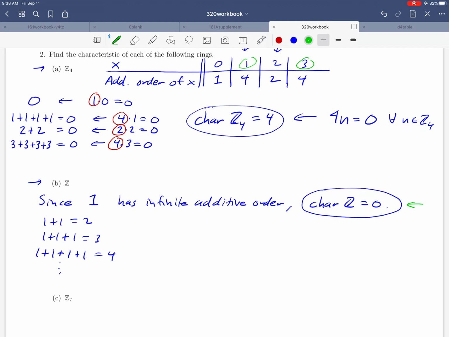That concludes this video, and I'm going to leave it to you to play with the rest of these examples. It gives you some more rings and asks you to do an investigation and see if you can find the characteristic of these rings.